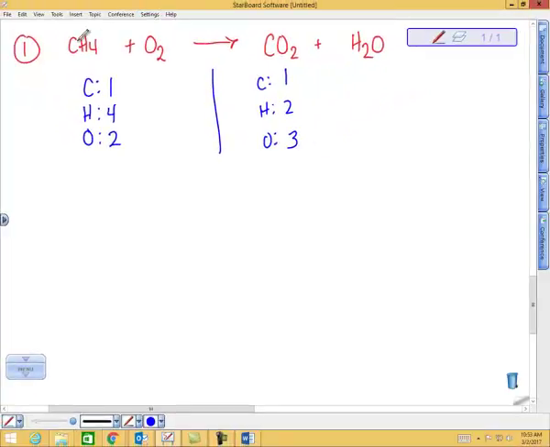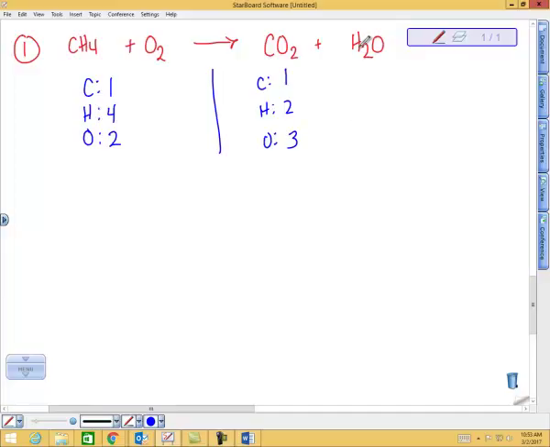So carbon, I only see 2 times. Hydrogen, I only see 2 times. But oxygen, I see 3. Therefore, oxygen is probably the hardest element to balance. Let's balance that guy last. So carbon is 1 and 1, we're set. Hydrogen is 4 and 2. So let's get 4 hydrogens on the right side.